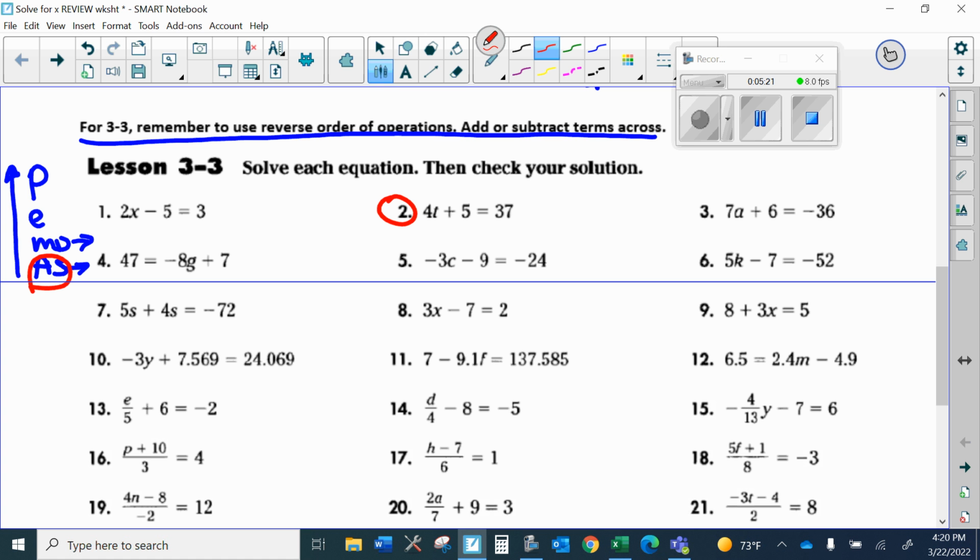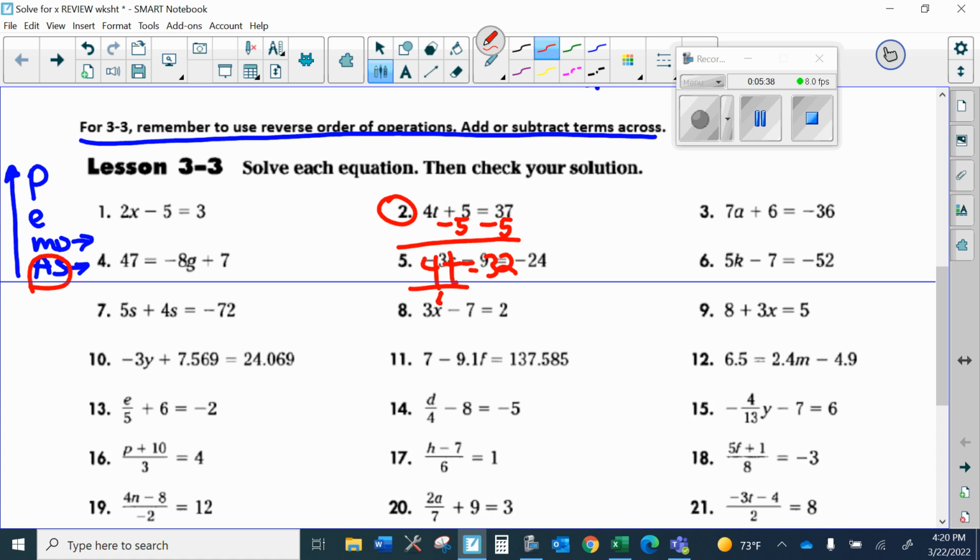So let's look at number 2. I have 2 terms on the left and 1 on the right. Obviously, I want to solve for t. I have to get rid of the 5, which is an entire term by itself. So I'm adding or subtracting. I'm doing the opposite operation and moving across. And I get 4t equals 32.